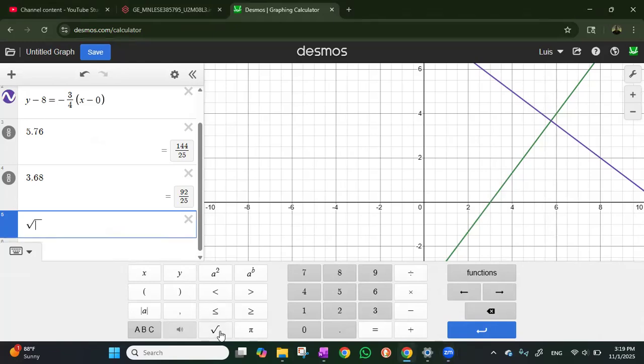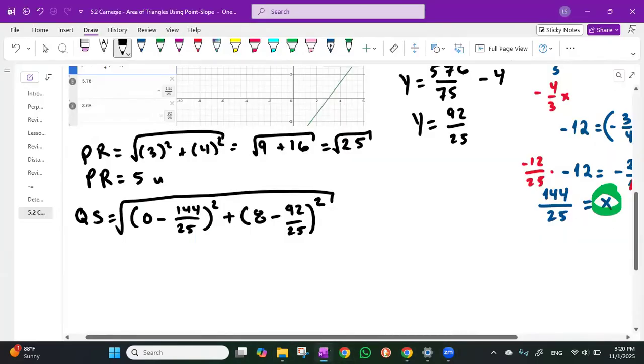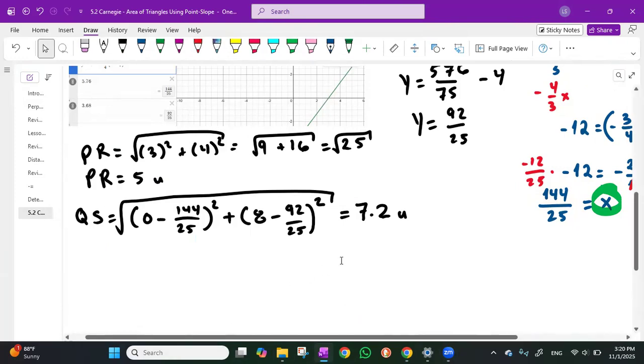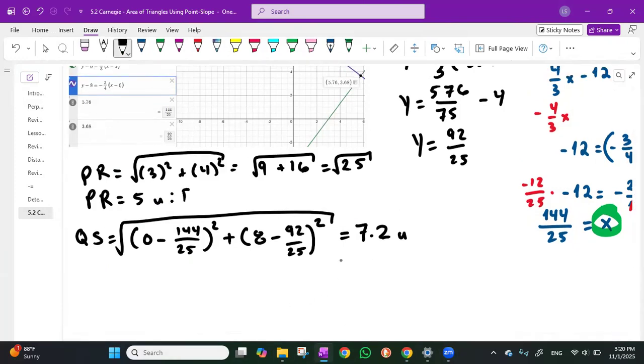So the square root of 0 minus 144 over 25 plus 8 minus 92 over 25. So it's going to be 7.2. So this will be 7.2 units. So there we have it. So remember that this is your base. This is your height.